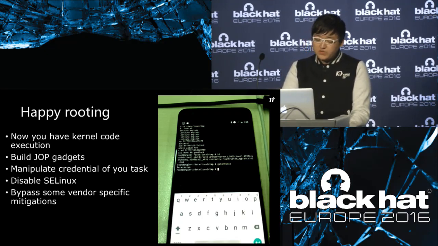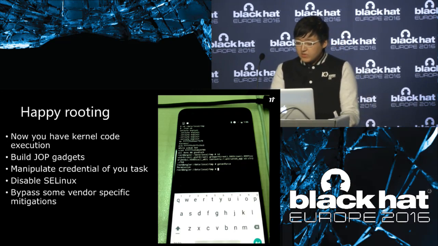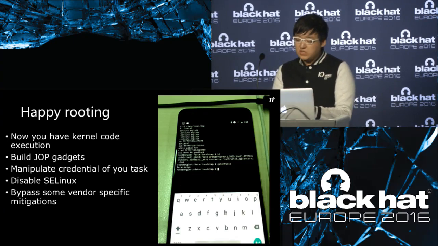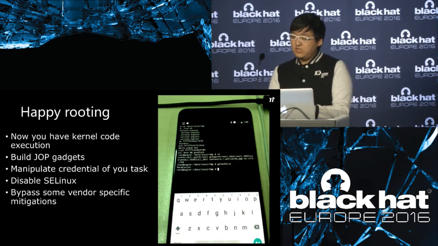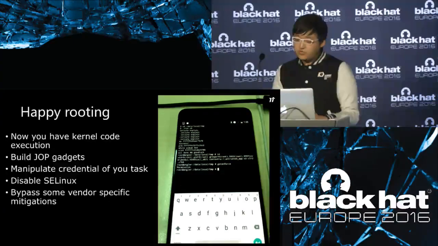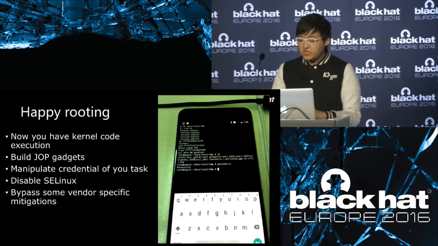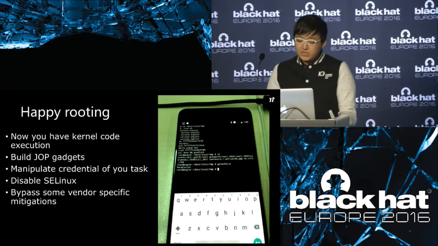But after that, you still need to bypass some vendor-specific mitigations. The most famous one is Samsung KNOX, and we have already disclosed how we bypassed Samsung KNOX on the Galaxy S6. In the not too distant future, we will also introduce how to bypass Samsung KNOX on the Galaxy S7, but not this time because the vulnerability is still not fixed, and maybe later.